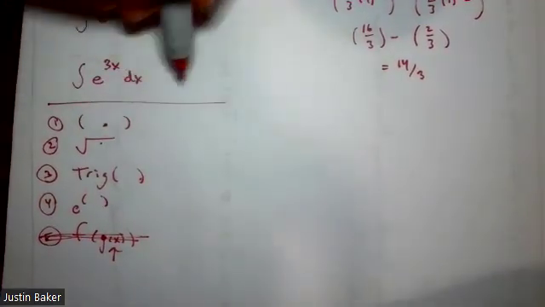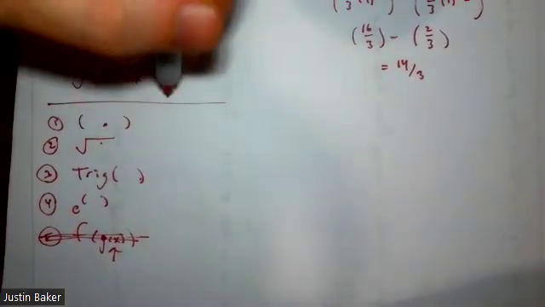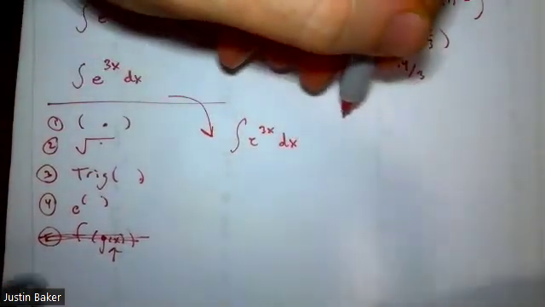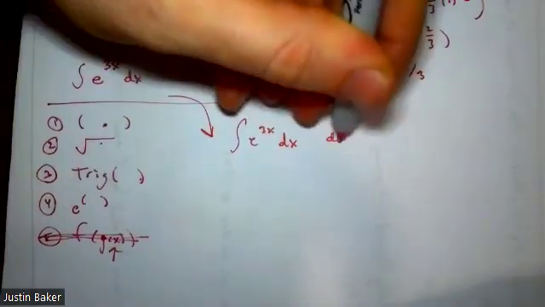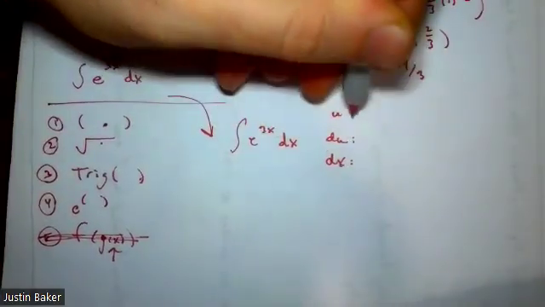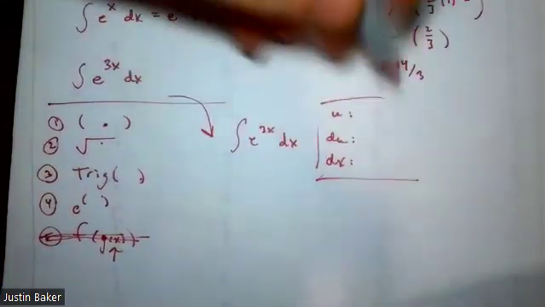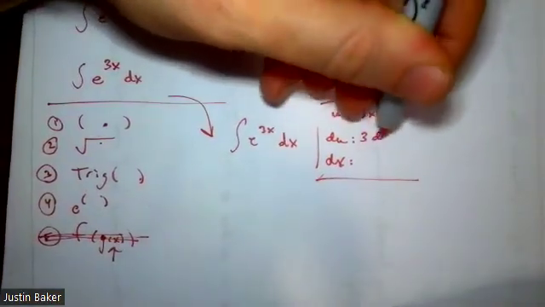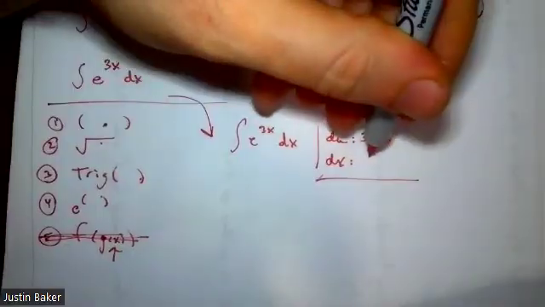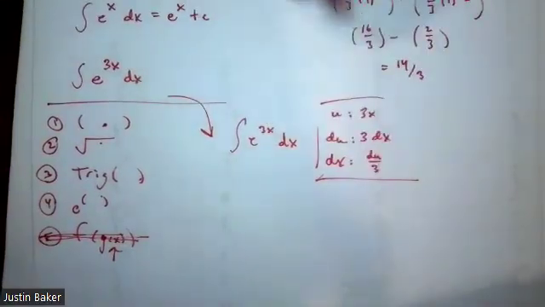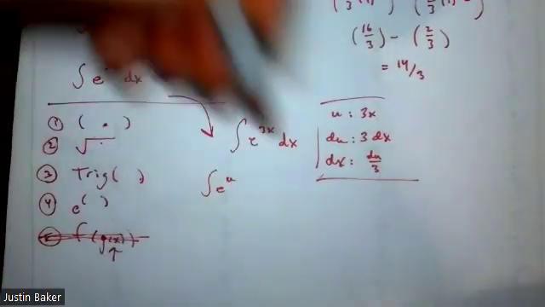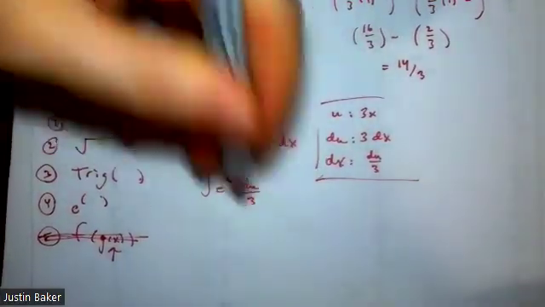So if you had e to the 3x, for example, we would start with our U substitution. So that's U and du dx, and that goes in our box. So U would be 3x. So du would be 3 dx. So dx would be du over 3. And then we go and plug in, and that's e to the u du over 3.